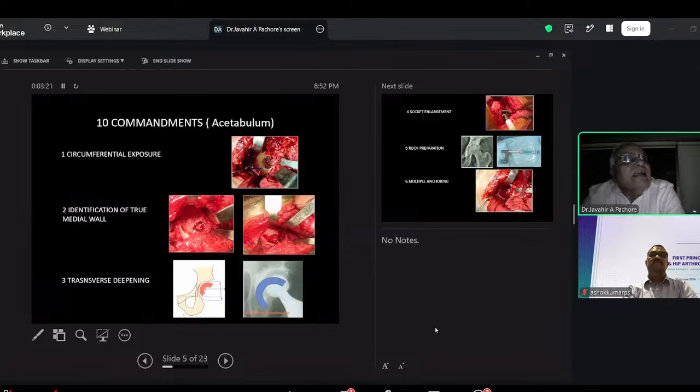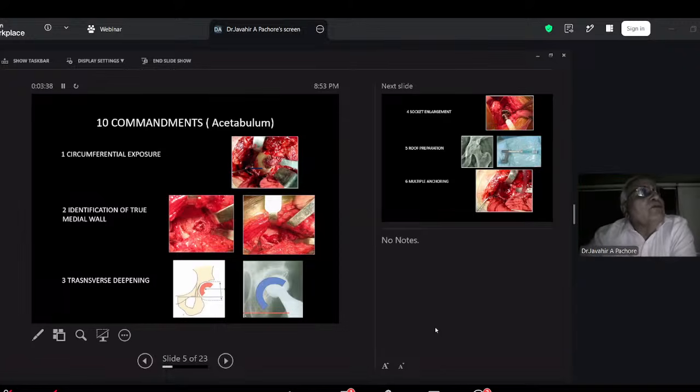The second is to identify where the true medial wall is, because you have to take out the medial osteophyte, so the first reamer has to get into the transverse deepening. Otherwise, you will land in a higher placement of the cup and not an anatomical placement of the cup. So it's very important to find the medial osteophyte, and that has to be reamed, and that's why you require a transverse reamer first.